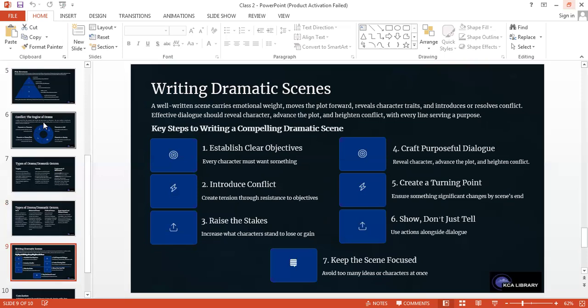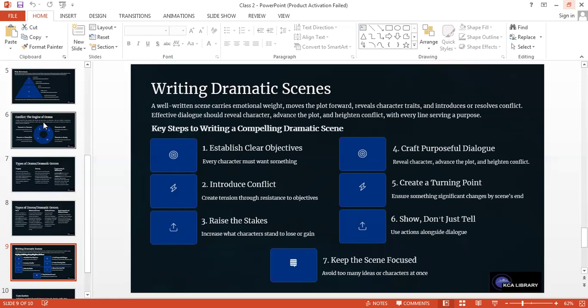When we want to write dramatic pieces, we have key steps that are important. A well-written scene carries emotional weight. Emotional weight moves the plot forward, reveals character traits, and introduces or resolves conflict. Effective dialogue should reveal the character. It should also advance the plot and heighten conflict, with every line serving a purpose.